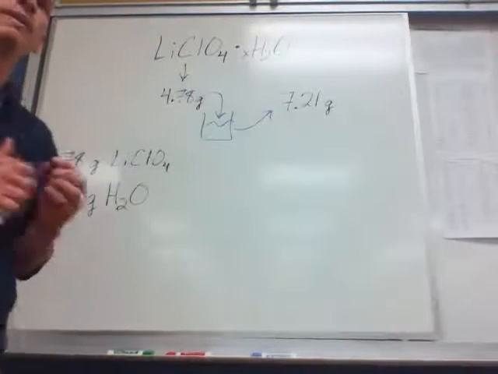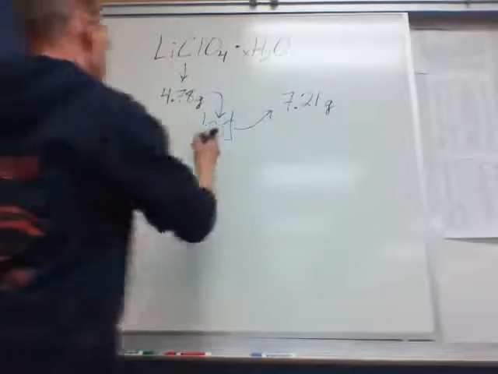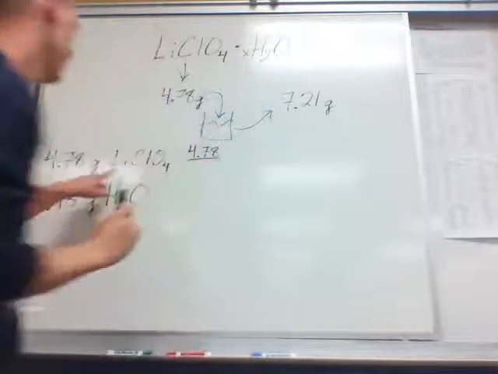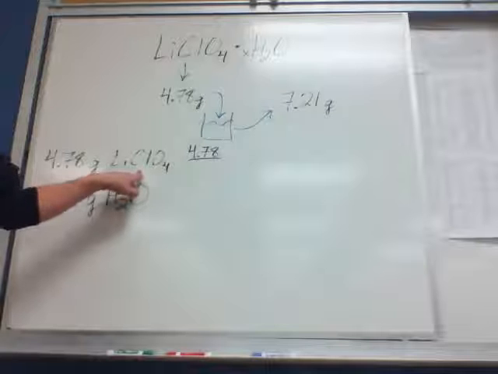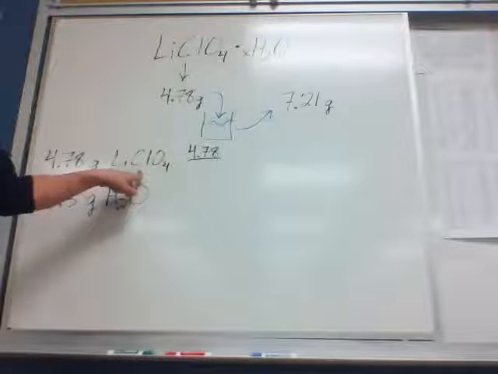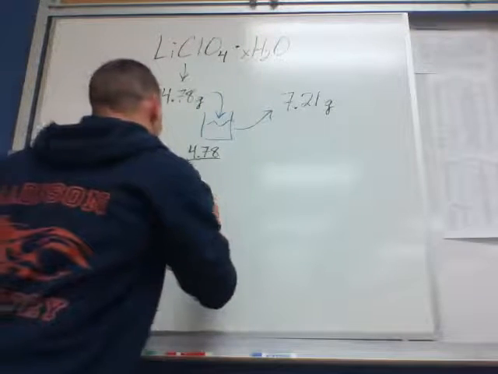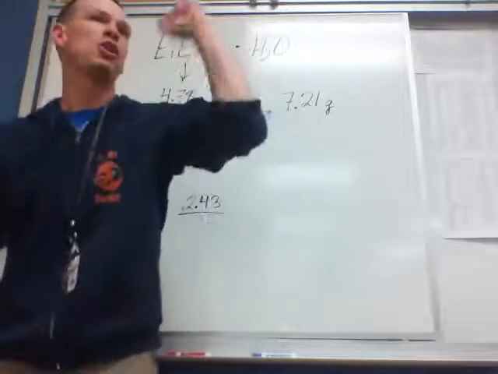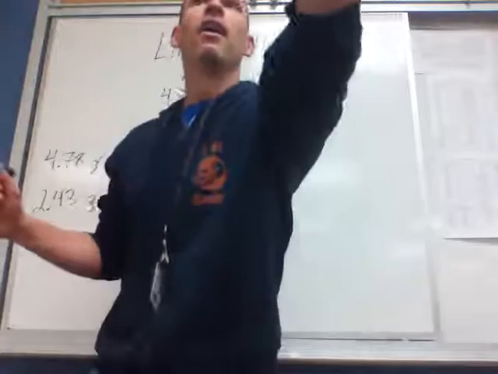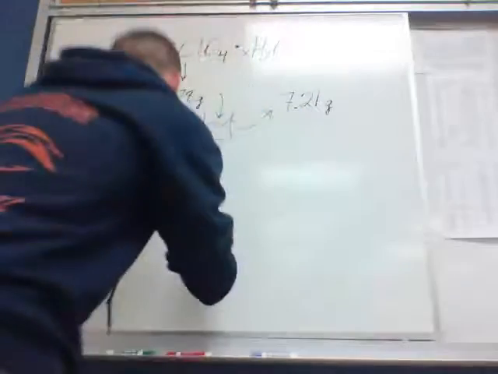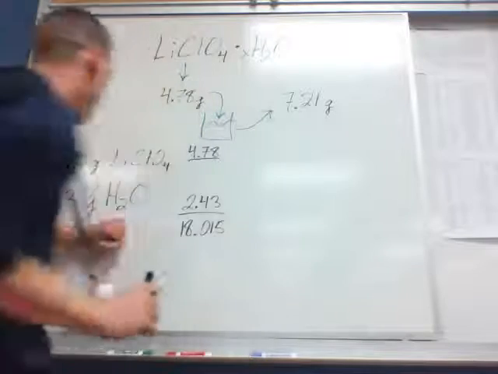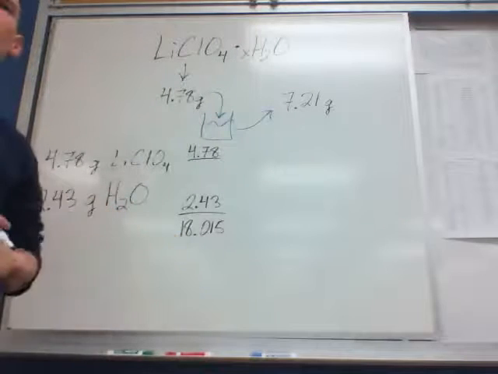We know that step 1 says, divide that number by the molar mass of the compound. So we are going to have to add up lithium perchlorate, which is kind of a headache, but we can do it. Water's is 2.43. Hey, what's water's molar mass? You know that? 18.015. Very good. You might have looked, but water is 18.015.